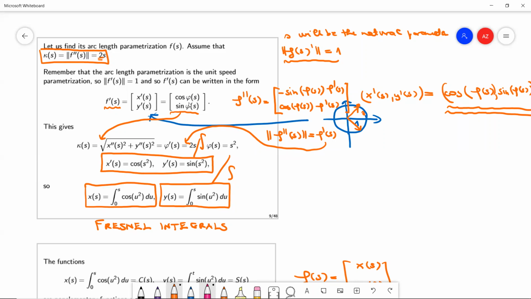So phi will tell us for every value of S, let's say S goes from 0 to t, the angle. This phi maps S into the corresponding angle, let's say alpha. And this angle will determine the appropriate f prime. Okay, thank you very much. Thank you for the question.